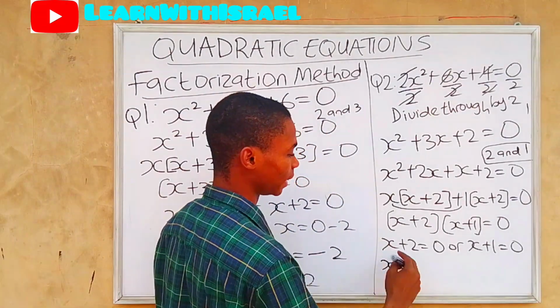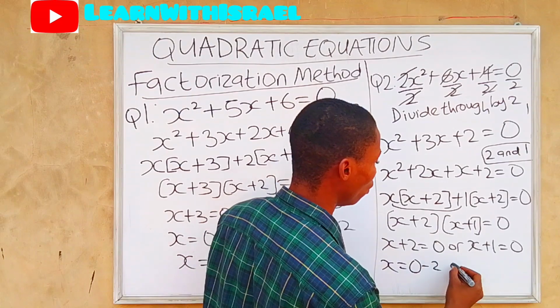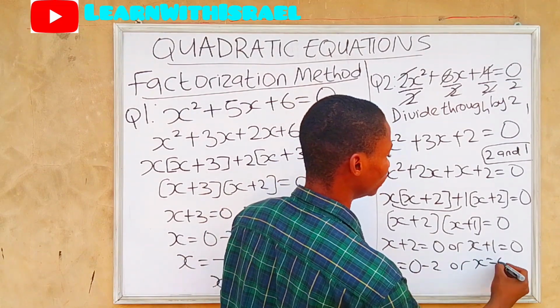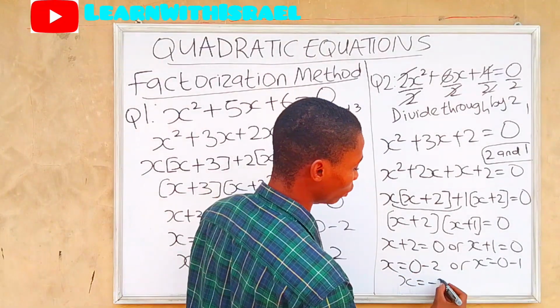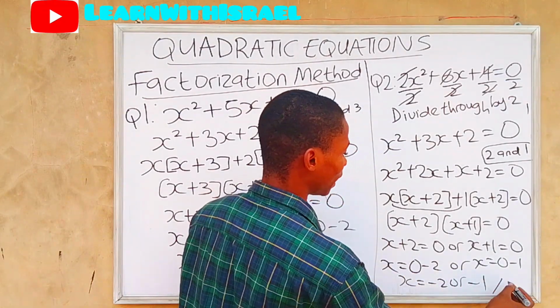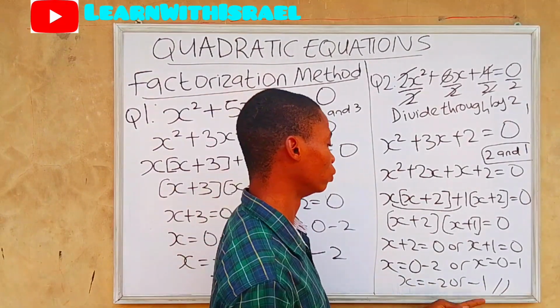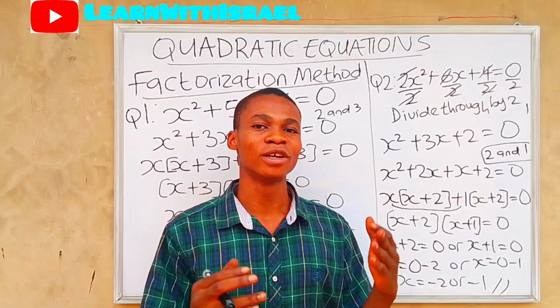x equals, let's take plus 2 to the other side. So we now have x equals 0 minus 2 or x equals 0 minus 1. So x equals 0 minus 2 will give us minus 2, or 0 minus 1 will give us minus 1. So our answer is x equals minus 2 or minus 1. With this, we are done with the factorization method.